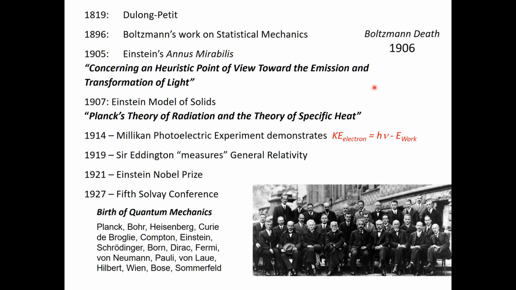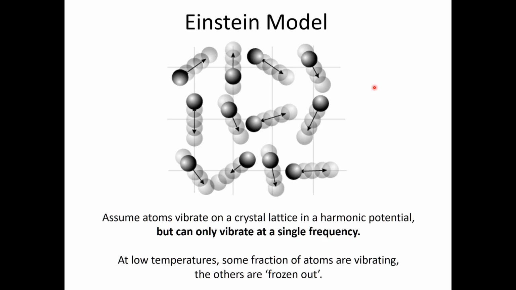So why did I just do all this? Why did I talk about all this history? It's because in this Einstein model from 1907, if you just write down in your notes that assume atoms vibrate on a crystal lattice in a harmonic potential, but can only vibrate at a single frequency, that's an immensely unsatisfying assumption, right? It's such a crazy assumption that atoms can only vibrate at a single frequency. What? Why would Einstein make such an assumption? And as you can see, it comes from this idea that energy is quantized.